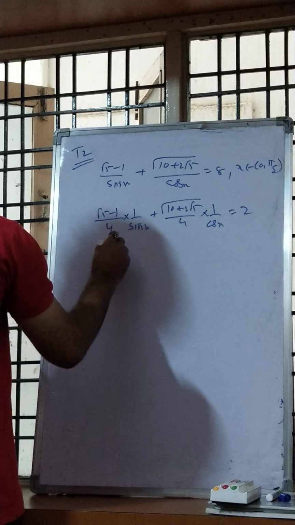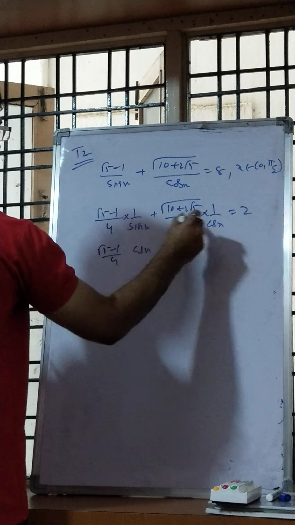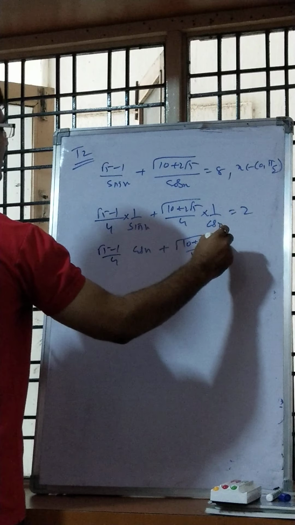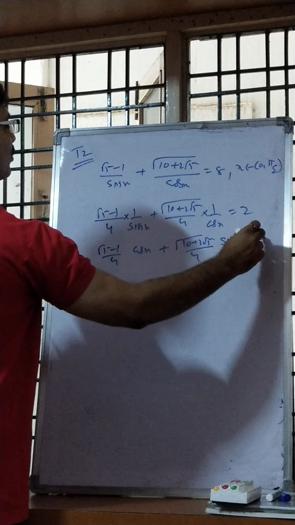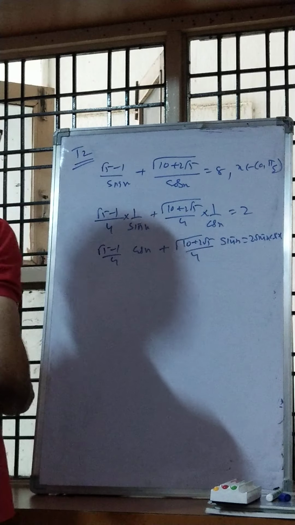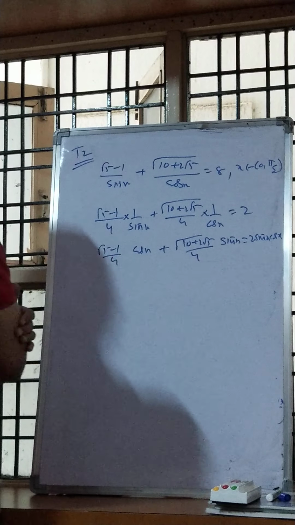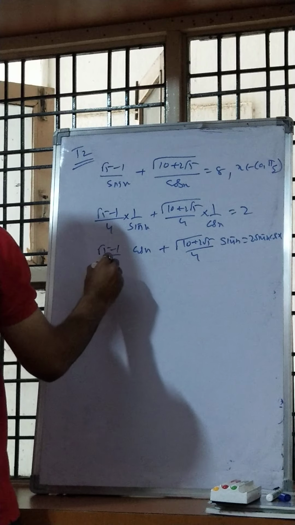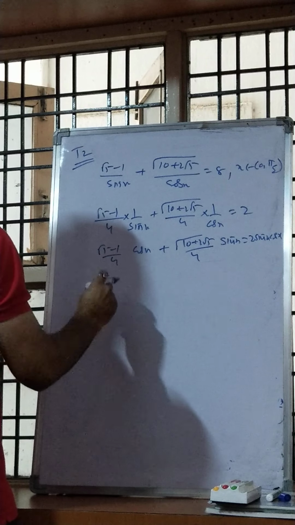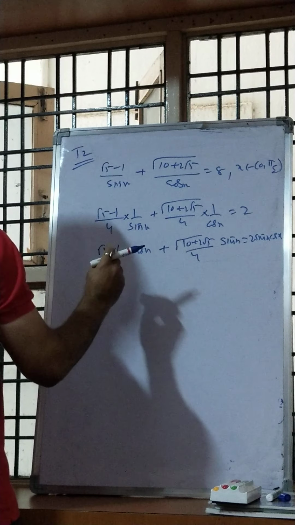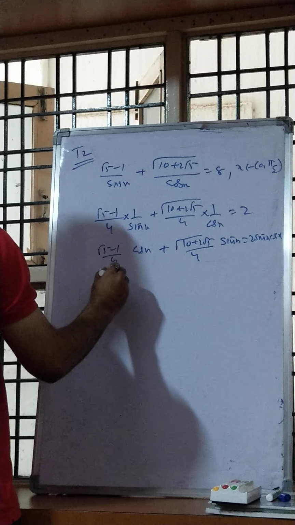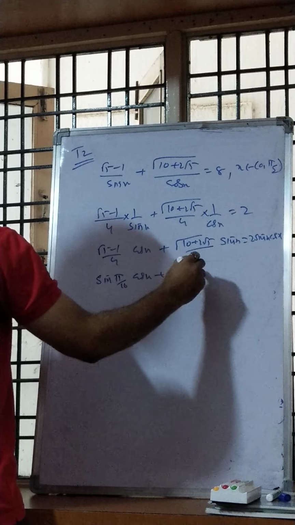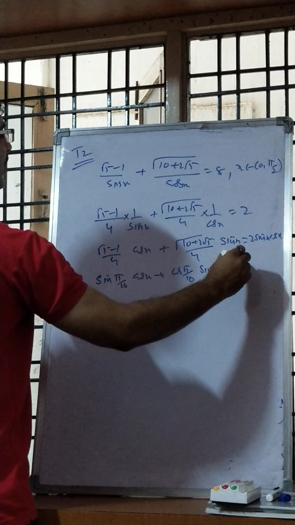Taking the LCM, here (root 5 minus 1) by 4 cos x, neither of these two is 0. Root (10 plus 2 root 5) by 4 sin x, and here 2 sin x cos x also we'll get like this. Now you see it can be written in terms of values. If you write in terms of cos pi by 10, sin 18 and cos 18, it is sin pi by 10 cos x, and here cos pi by 10 sin x is equal to sin 2x.